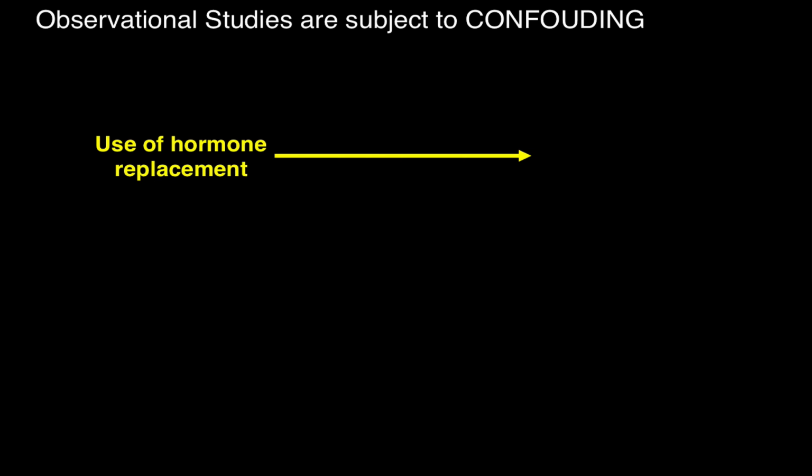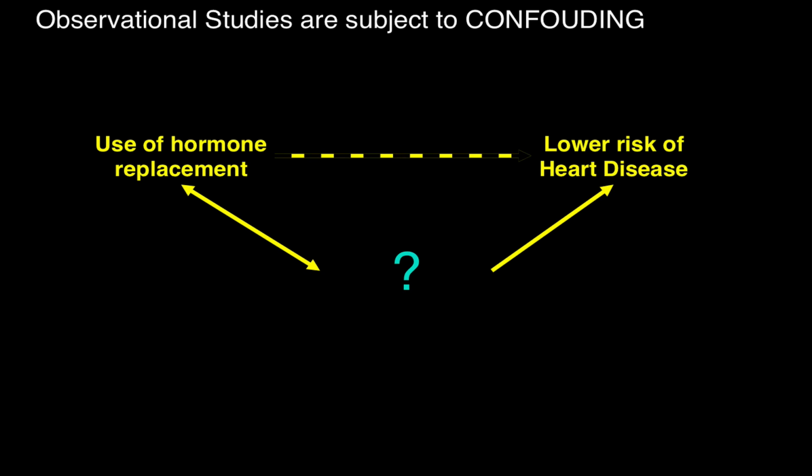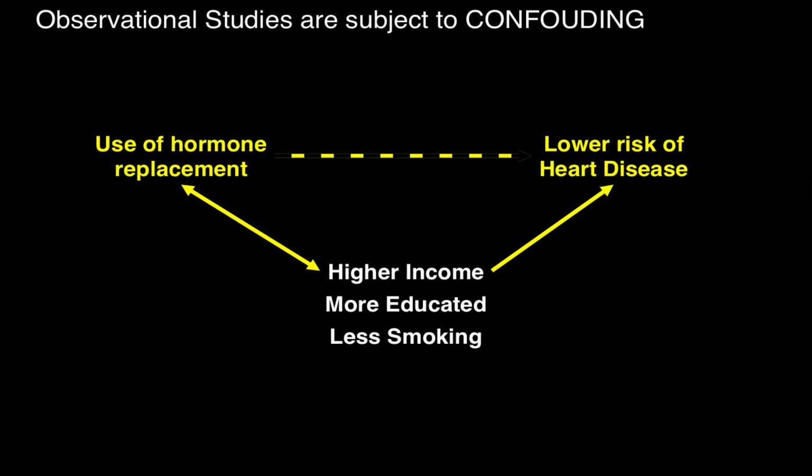But observational studies are subject to confounding. So, women who used hormone replacement, that's the exposure, were observed to have a lower risk of heart disease. But was that really the cause? Or was there something associated with hormone replacement that in fact lowered the risk of heart disease? Well, actually, there were a lot of things. Higher income, more educated, less smoking, more exercise, better diet. The women were healthier overall.